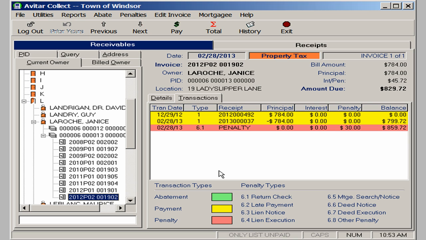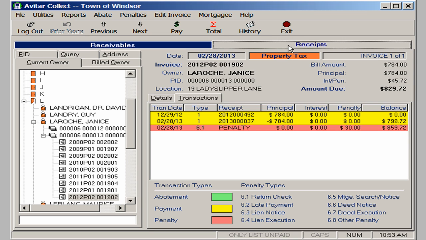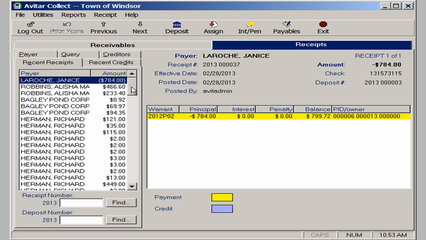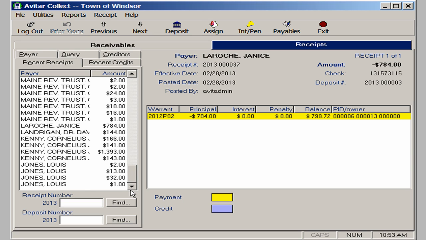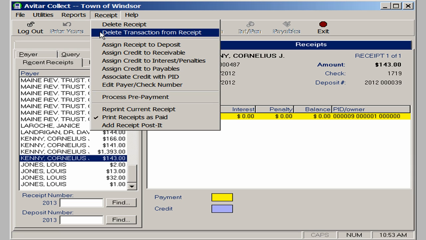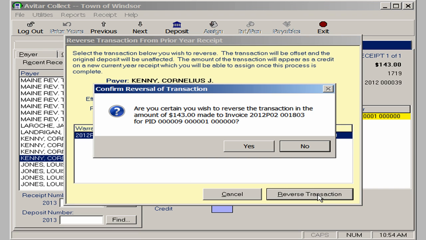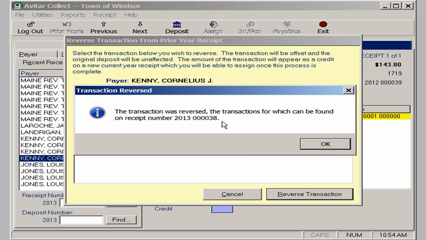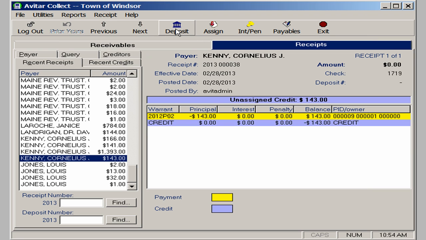That was a deleted receipt. Now we'll do a prior year delete transaction where you found out that the payment was actually posted to the wrong person. And now you need to correct it. So we're going to say this was Cornelius' payment was posted to this map and lot, and it shouldn't have been. So we go up to receipt, delete transaction, because the money's still at the bank and the money is good. We just need to take it off of this person's map and lot. Again, it creates its own receipt, so you need to do a deposit.